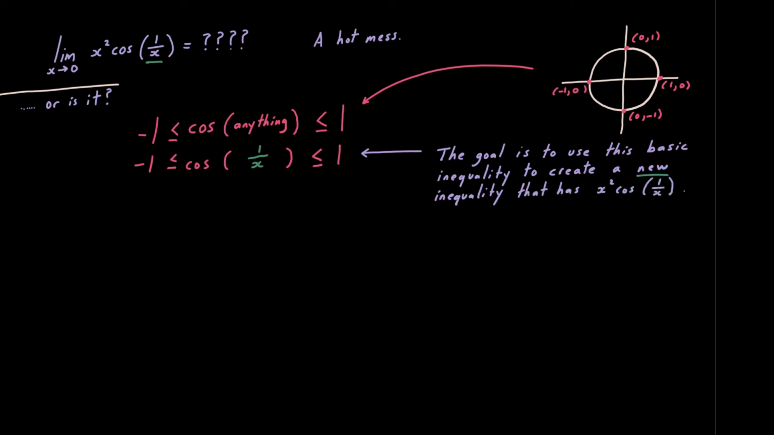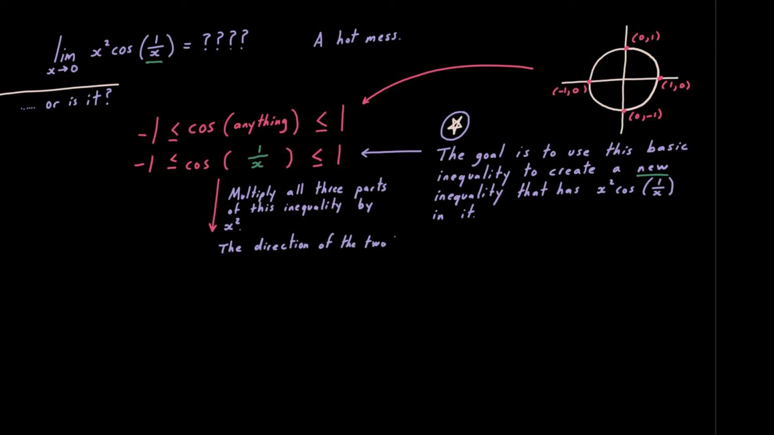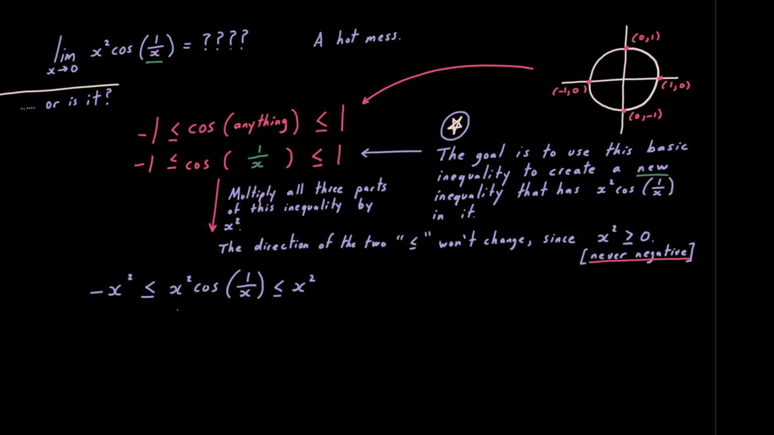Now, the goal is to use this inequality to create a new inequality, one that has x squared times cosine of 1 over x in it. So I've already got cosine of 1 over x, so how do I get an x squared in there? Well, let me tell you. I'm just going to take that inequality with 3 parts, and multiply each of the 3 parts with an x squared. And if I do that, the direction of the inequalities, both of them, aren't going to change, because what do we know about x squared? X squared will never be negative. It's always going to be greater than or equal to 0. So as we know from algebra 1, algebra 2, that does not change the direction of an inequality. And voila, we've got our key inequality.